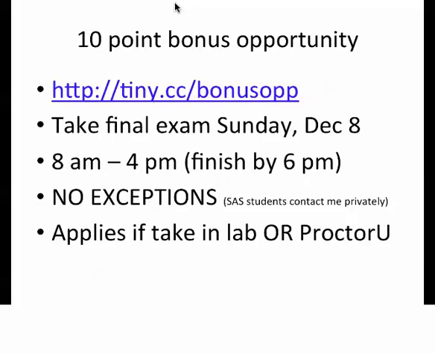Okay, we went over this on Monday, but I'll go over it one more time. On Blackboard under exam info, there are details for the 10-point bonus opportunity. If you start the final exam on Sunday, December 8th, between 8 a.m. and 4 p.m., and you submit it by 6 p.m., you will get 10 bonus points added to your score. The 10 points do not add on to your score until I do it, and I'll do that late Sunday night or early Monday morning.